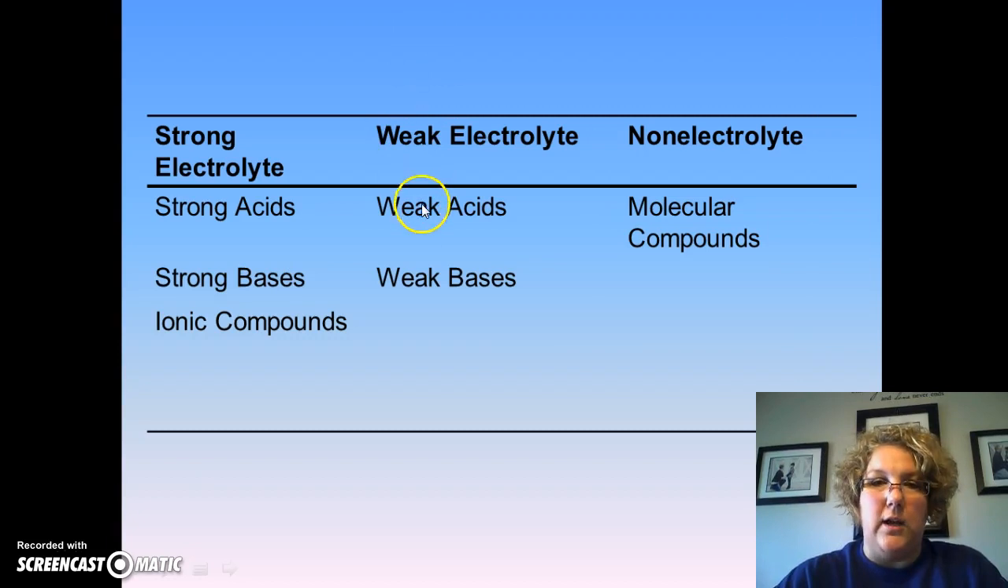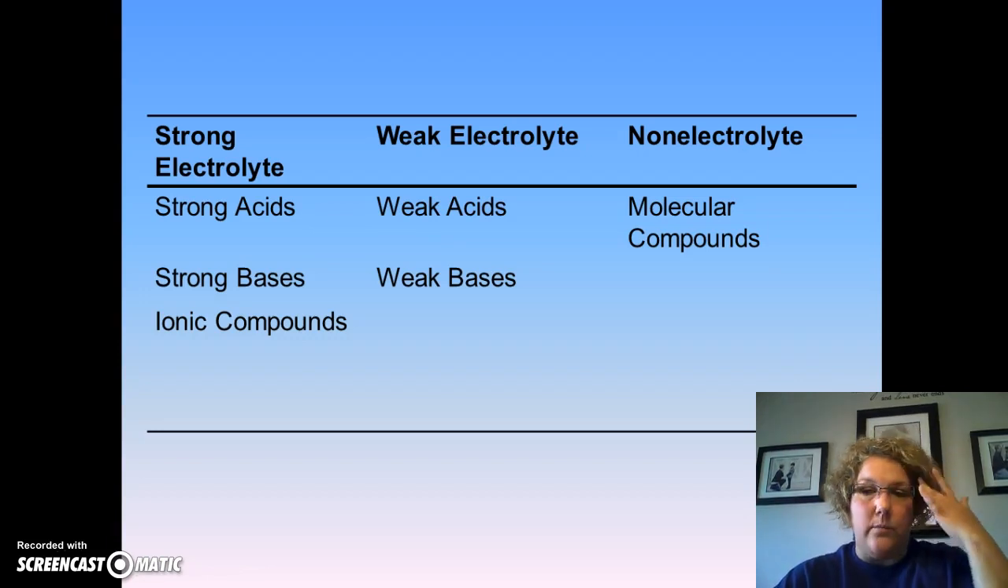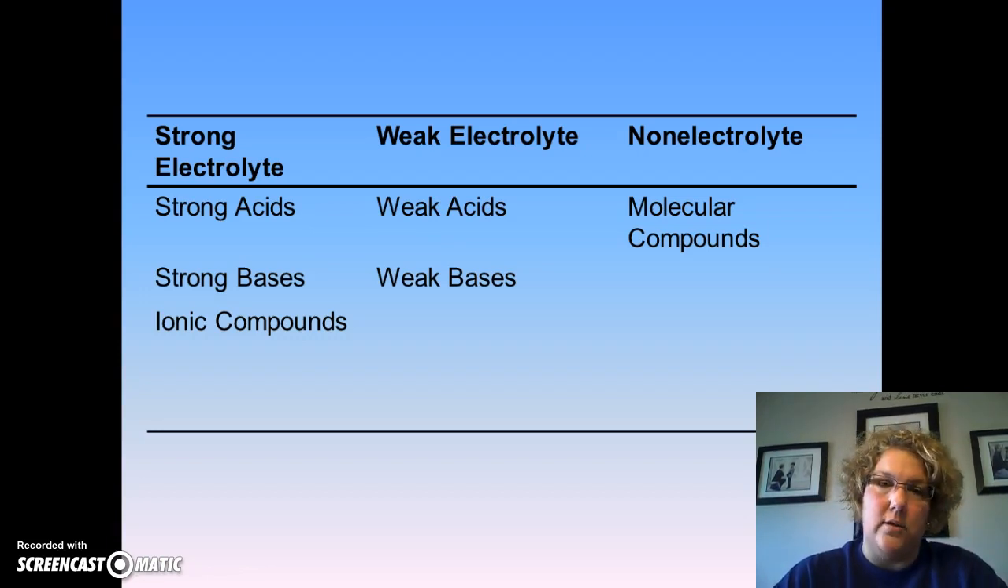Now, your weak electrolytes include your weak acids. Those are any acid, something that starts with H, that is not one of the 7 strong acids. Those are going to be your weak acids. The only weak base I want you to worry about right now is ammonium hydroxide. Now, what are non-electrolytes? Anytime you dissolve a molecular compound in water, like sugar, that's not going to have ions in the solution, so it's a non-electrolyte.